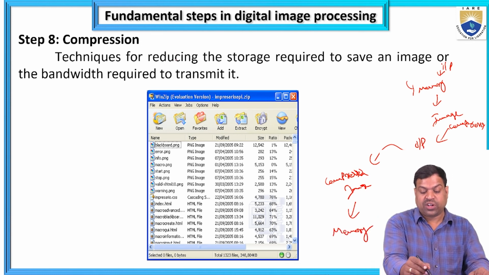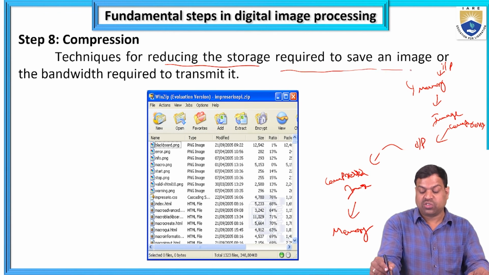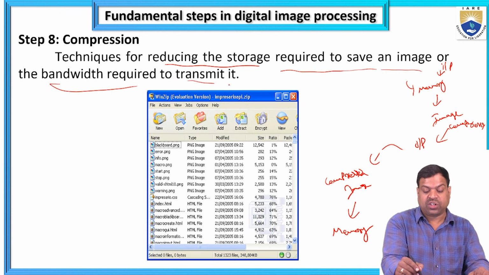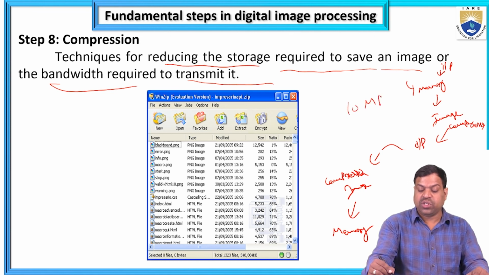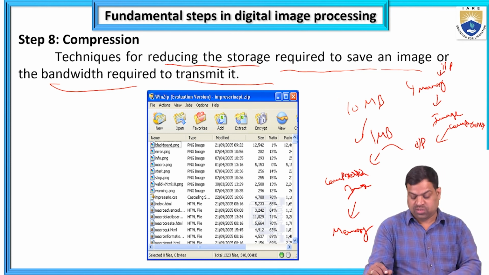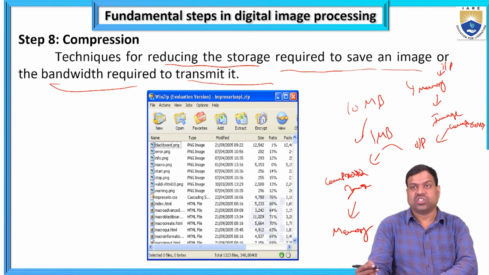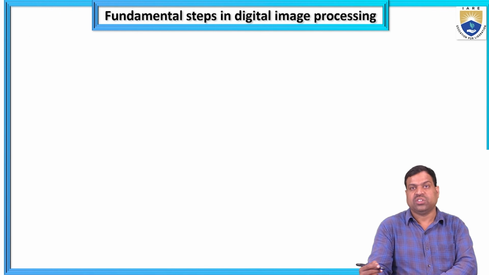So it is a technique for reducing the storage required to save an image or the bandwidth required to transmit it. Why reduce the storage? Because a 10 MB image is converted to 1 MB. Did I reduce the size? Yes, I reduced the image size. It is a technique to reduce the image size and the storage required for the image.